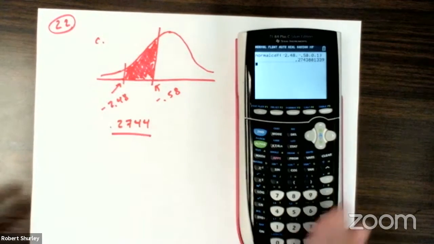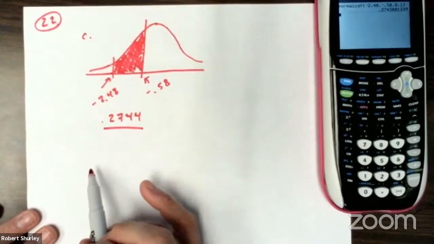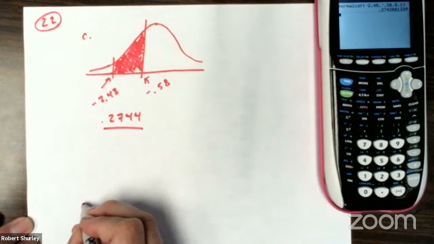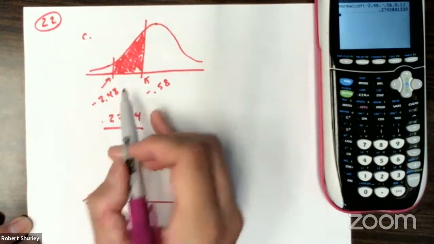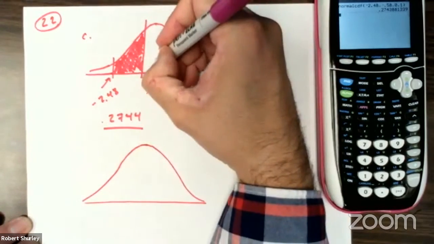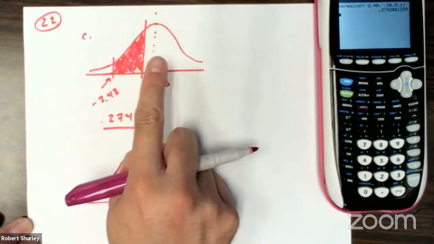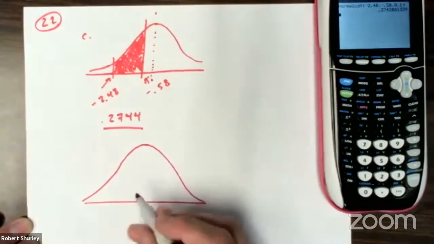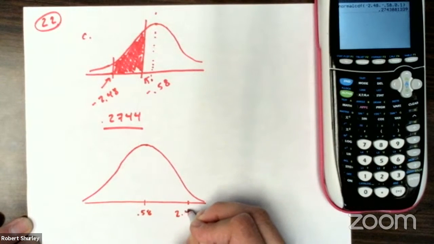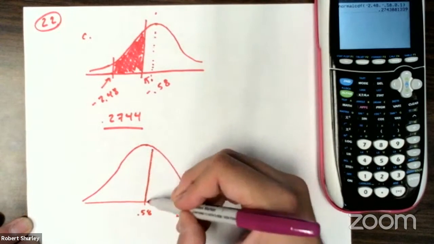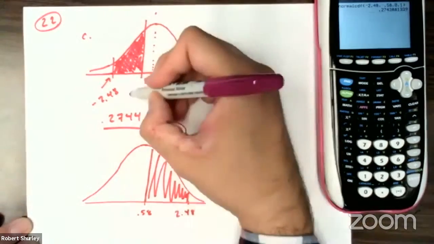Now, here's some neat stuff about this. I'm going to go a little above and beyond here. We'll say part C, part 2. What this also means is if we symmetrically went across, now remember the middle is about right here, right? If we folded this page on the middle of this normal distribution, we would go from 0.58 to 2.48, right? That area is going to be the exact same.